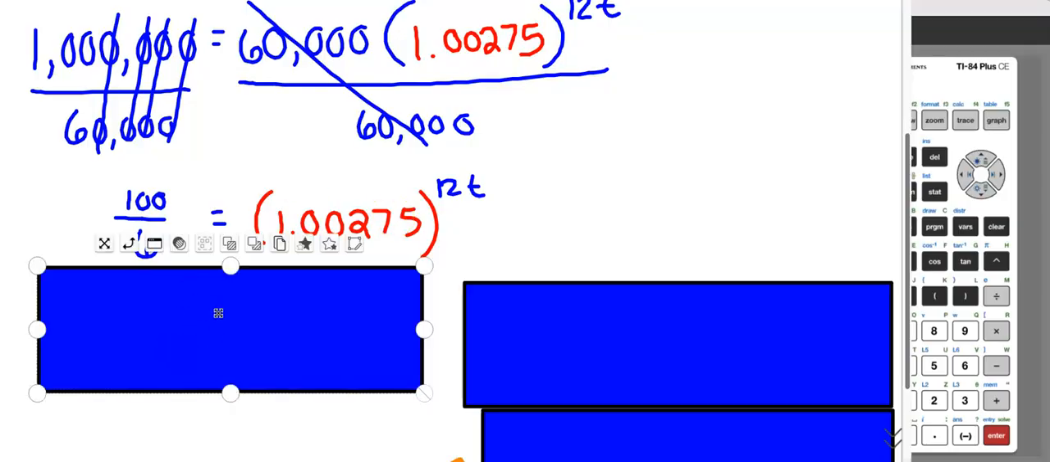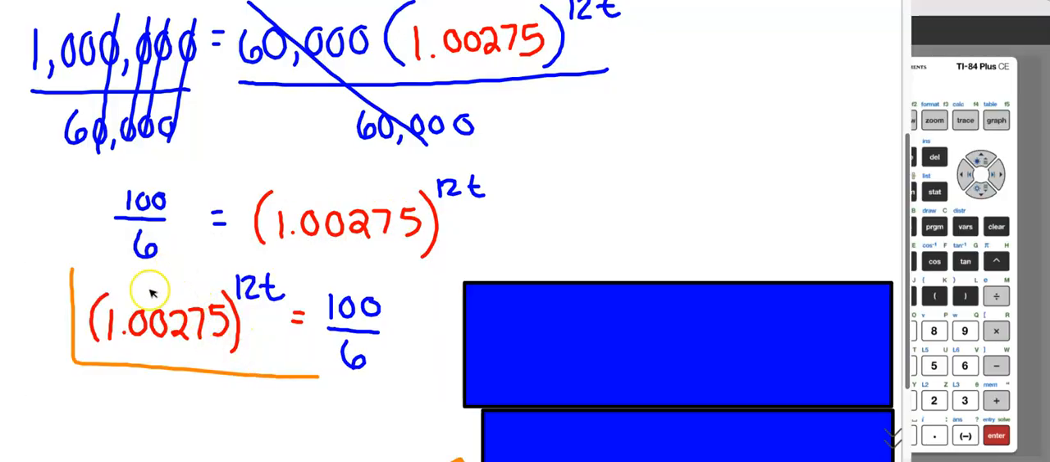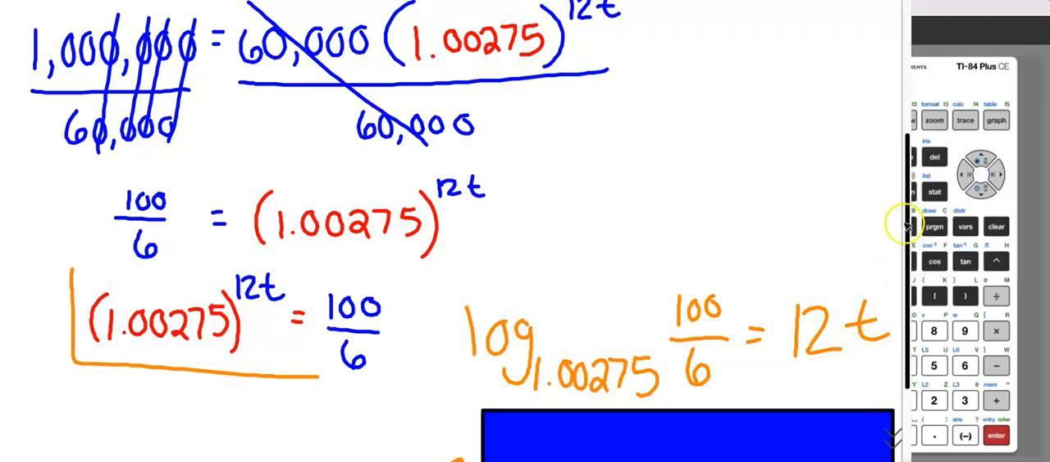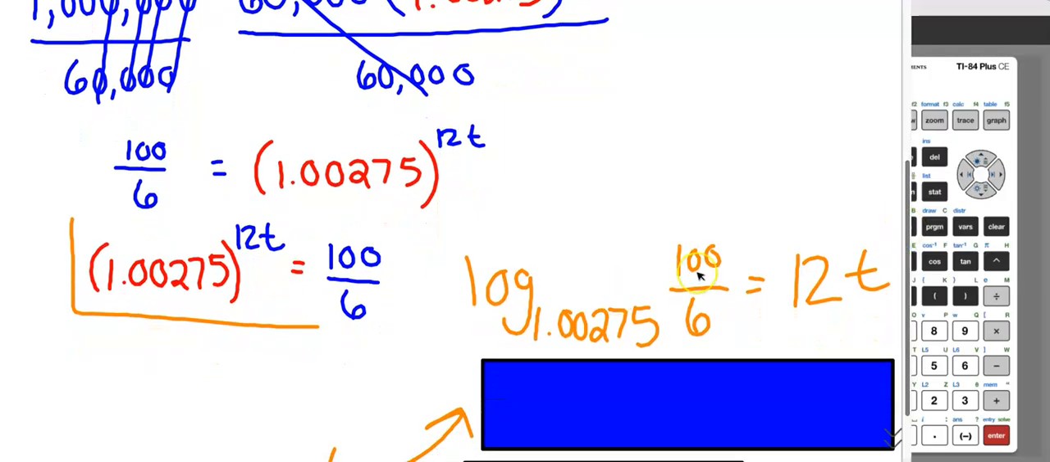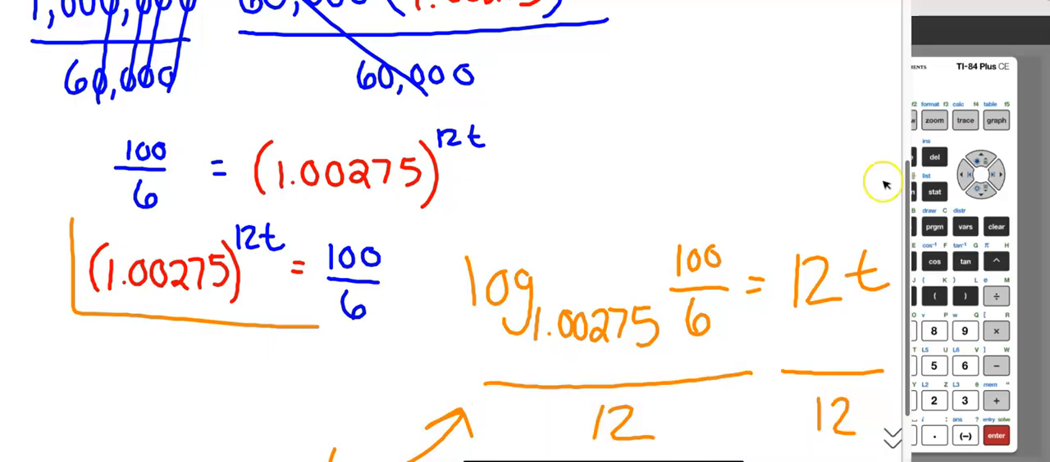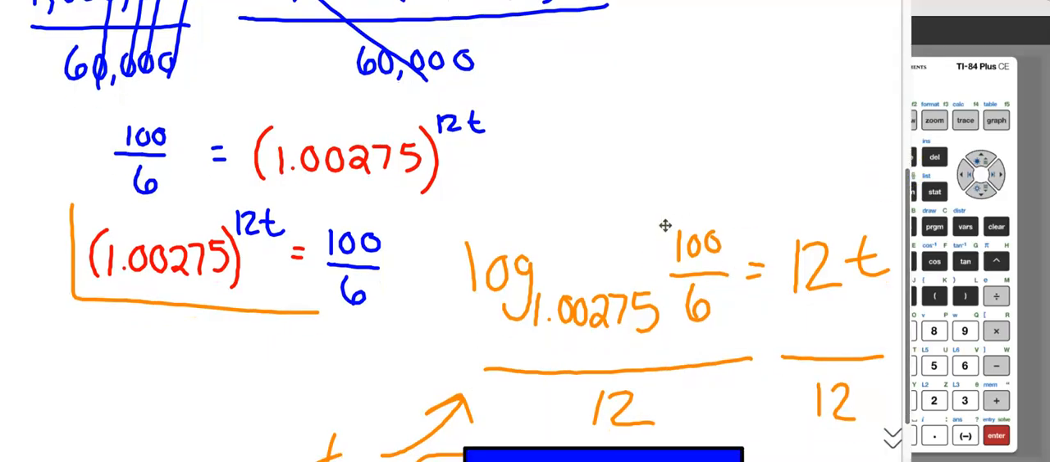Again, we're used to seeing the base on the left side. So now, if it's on the left side, I can do my fun little L thing. So it'd be log base this of this equals 12t. So log base that of that equals 12t. Again, divide by 12. And we just have to type in this into the calculator.